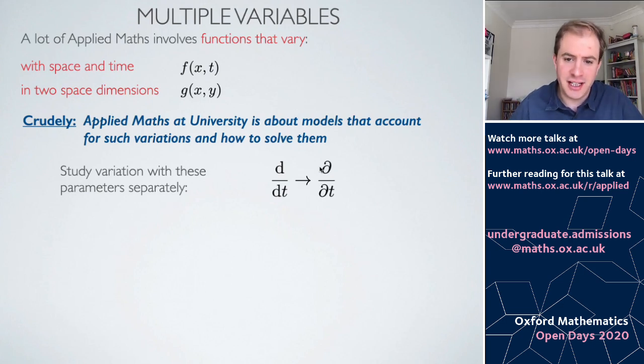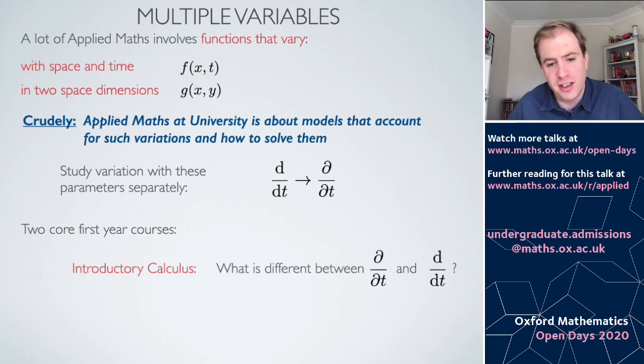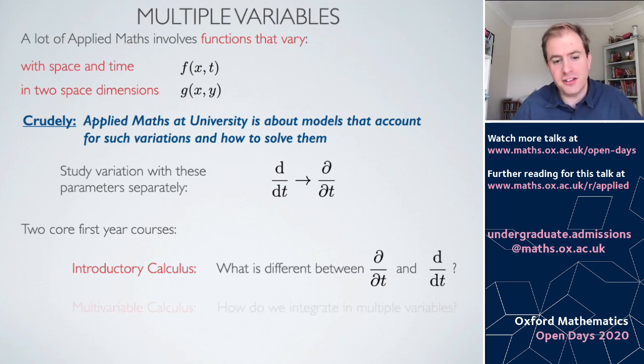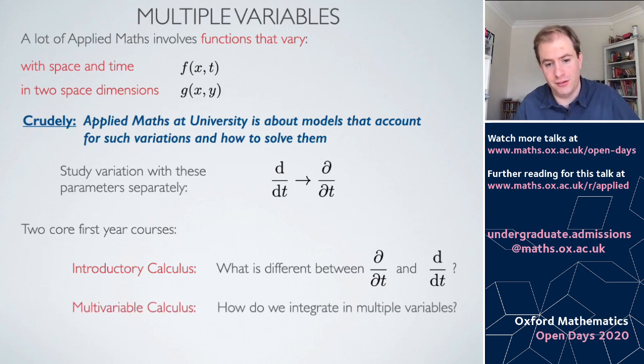Okay, so once we've done that, that explains a little bit about what two of the core first year courses are all about. The first is Introductory Calculus, which you see in your first term of university, and it's really about trying to understand properly what the difference between the curly d by dt and the straight d by dt is. And there's a second course in the second term of your university career, which looks at how we do integration in multiple variables. How do we undo partial differentiation, the curly d by dt?